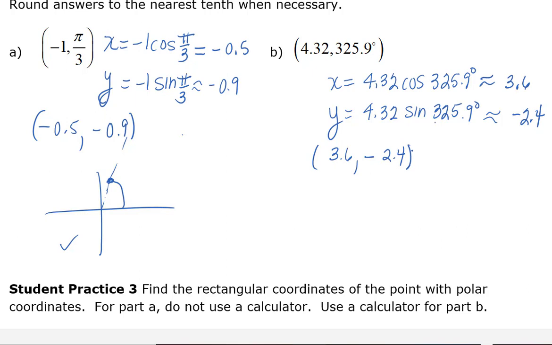And again, I want to check and make sure that this makes sense. Am I in the right quadrant? The 3.6 and the -2.4 is going to land me in the fourth quadrant. And the polar coordinate, the 325, is definitely going to be in the fourth quadrant. And since r is positive here, we're going to stay in the fourth quadrant, right? If r was negative, it would have been reflected back up here, but it's not. So that makes sense. Both of these points fall in the fourth quadrant. You can certainly double check your answer by working backwards. All right, so at this point, I want you to pause the video and do practice problem 3.